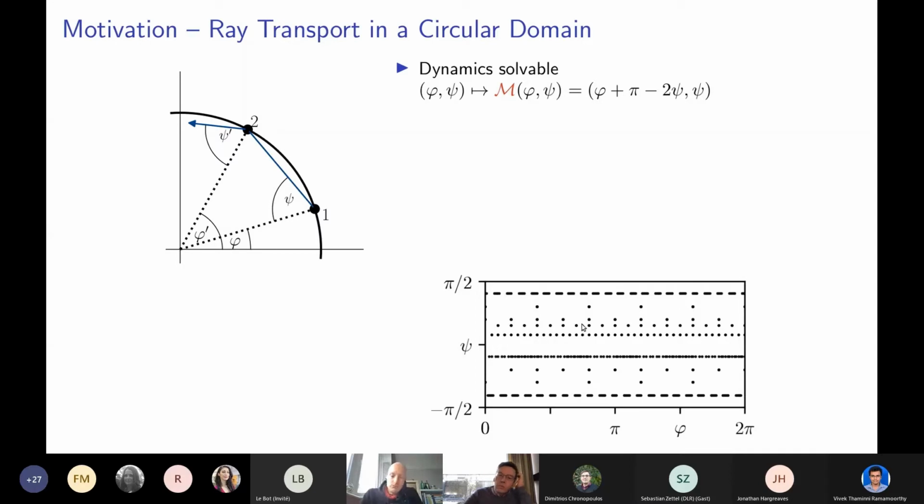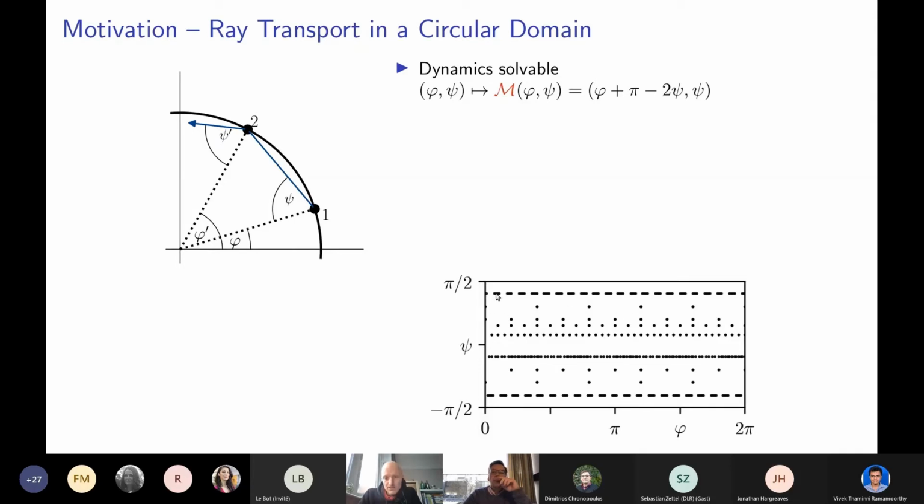This is how the boundary map would look like for the circular billiard. So for example, if you would start here, the next iteration would be here, the next iteration would be here, then there's one here, then there's one hardly visible at the angle 0, and then the next iteration would be here again. So this is actually what is called a periodic orbit.